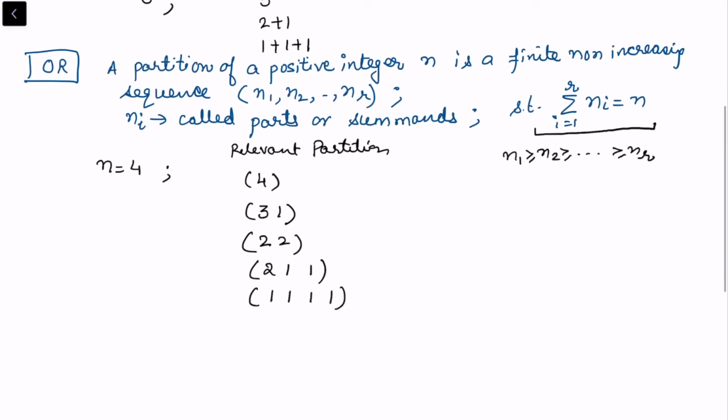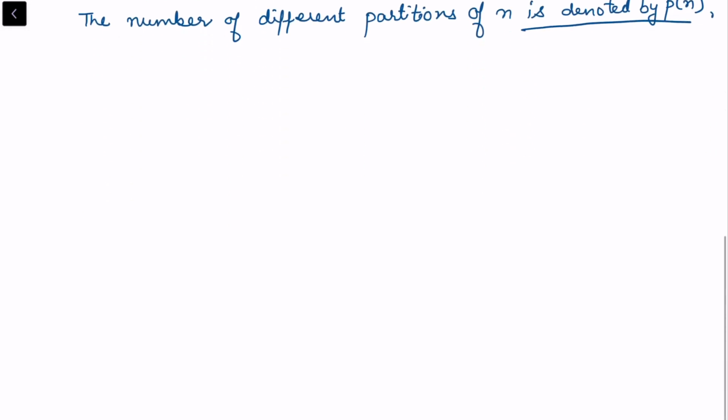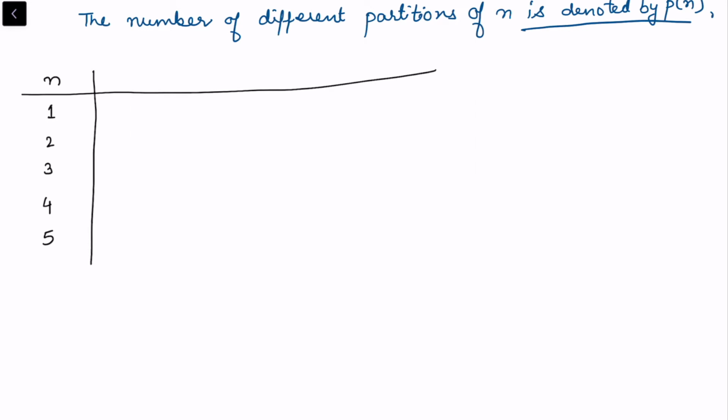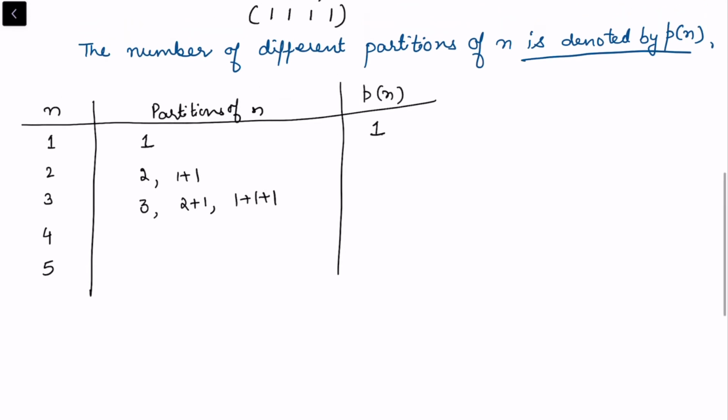The number of different partitions of n is denoted by Pn. So in this notation, if I want to rewrite this whole table, we can write n as 1, 2, 3, 4, 5. Suppose this is the positive integer, and here I want to write all the relevant partitions of n. As I've just explained, 1 has only one partition, 2 has 2 and then 1 plus 1, 3 has 3, 2 plus 1, and then 1 plus 1 plus 1. Correspondingly, what is the number Pn? Pn is the total number of partitions.